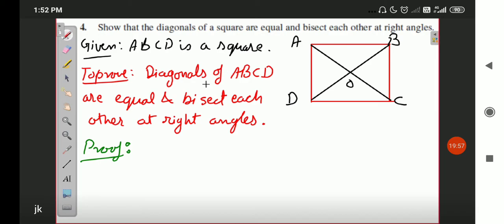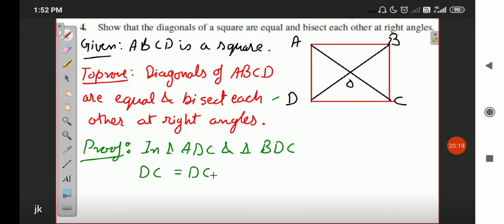First of all, we have to prove that diagonals of these squares are equal. So in order to prove that diagonals of these squares are equal, I am going to take in triangle ADC and triangle BDC. I am going to prove that these two sets of triangles are congruent, so diagonals of these squares are equal. How so? First of all, DC and DC are equal because these are common sides. Secondly, angle D and angle C are both equal to 90 degree because ABCD is a square.